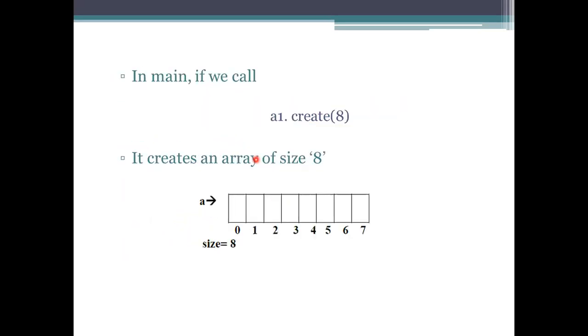If we use this one, A1 is an object which has been created for that class. If we are using the create method of that A, it is creating an array of size 8. The array starts from 0, which is the default, so the indices are 0 to 7, that is, N minus 1 is to be considered. And this is the array which is pointed to by this one.